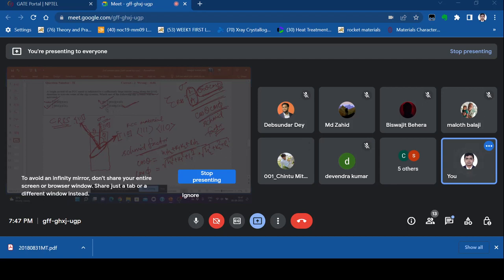So what is the answer? Option B, it has 0.25 Schmidt factor. Okay, so what are the other values? In option A, it is minus 0.25, and option C and option D will be 0. Okay, then this is the answer. B is our answer.